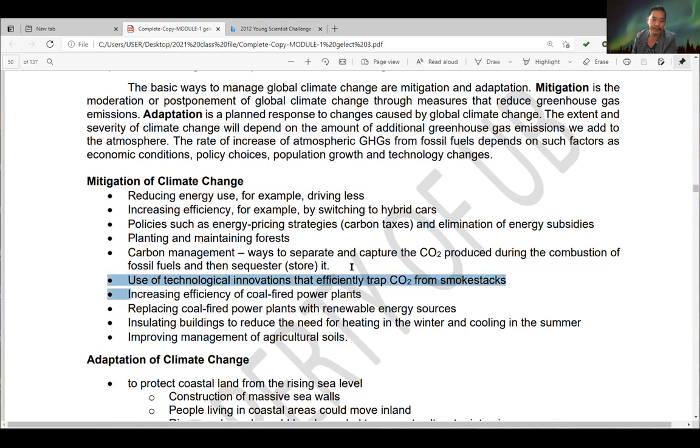Moving on, we also have more on the list: mitigation strategies. We can replace coal-fired power plants with renewable energy sources, eliminating coal-based power in favor of renewables, and insulate buildings to reduce the need for heating. We are not so dependent on heating technologies because of our climate, and we don't have winter.